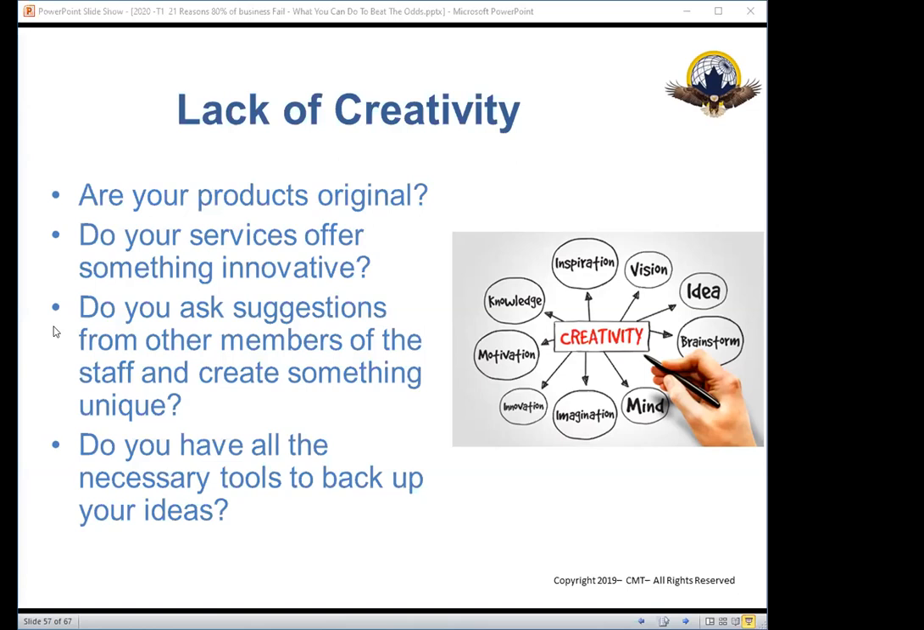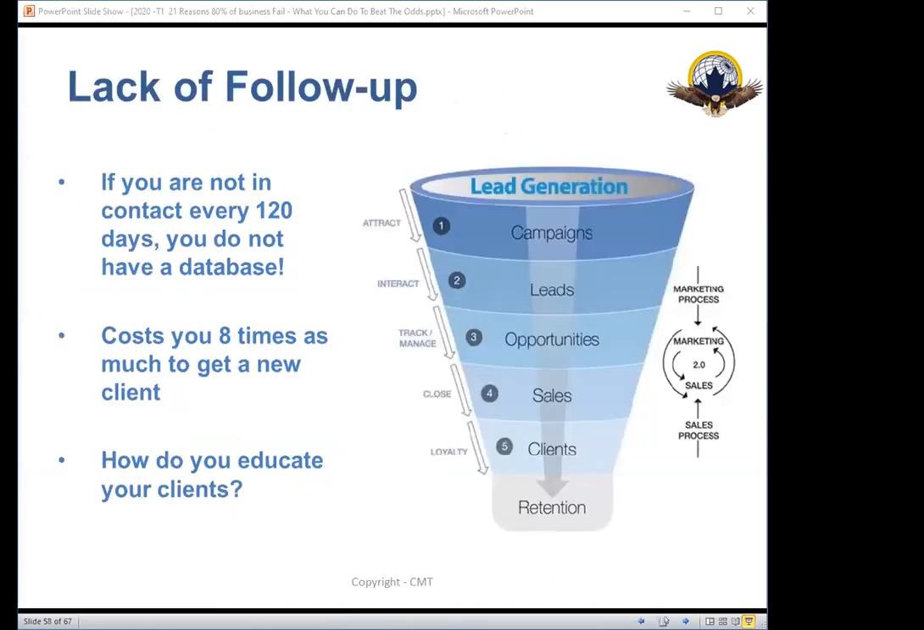So do you have suggestions from other members of your staff to create something unique? Take those ideas. Do you have all the necessary tools to back your ideas up? Sometimes you're a good idea person, but you have no way to actually follow through with the process. That's okay too. You just need different teammates that can help you with the follow-up process. Oh, look at that. Now we're talking about follow-up. Go figure. It's like I knew it was there.